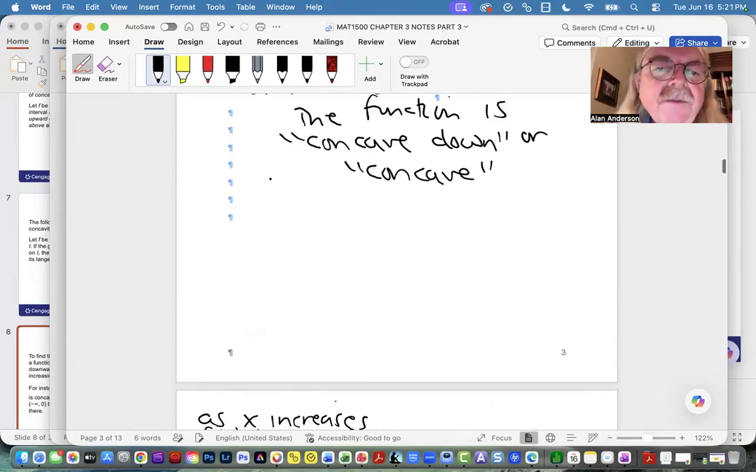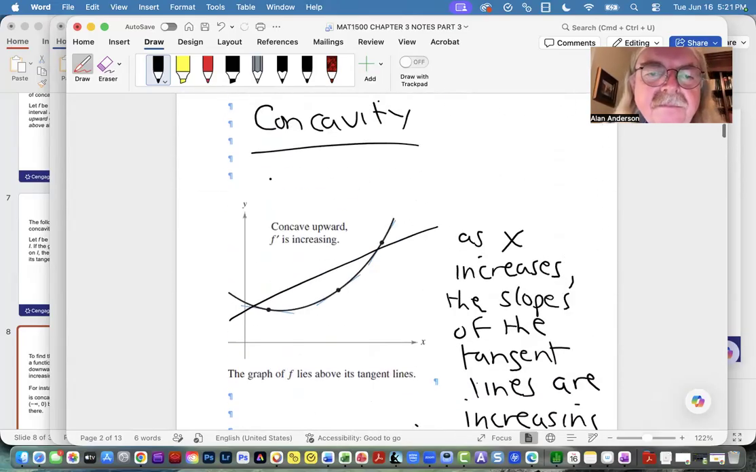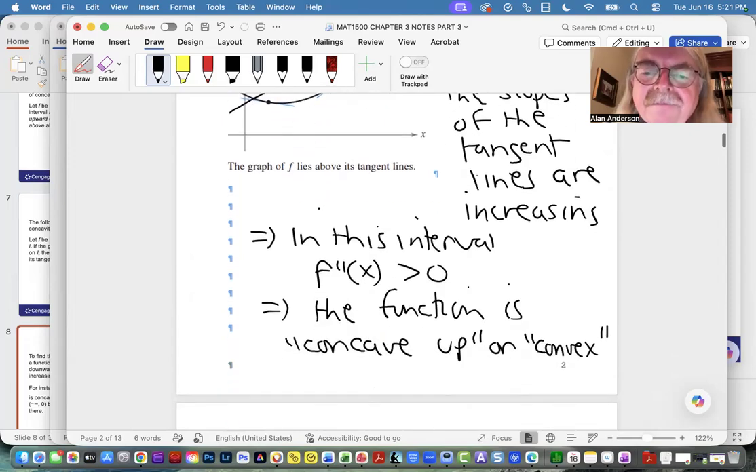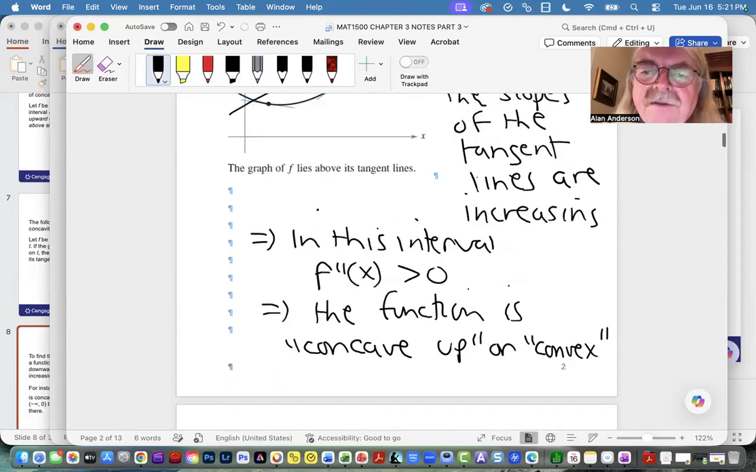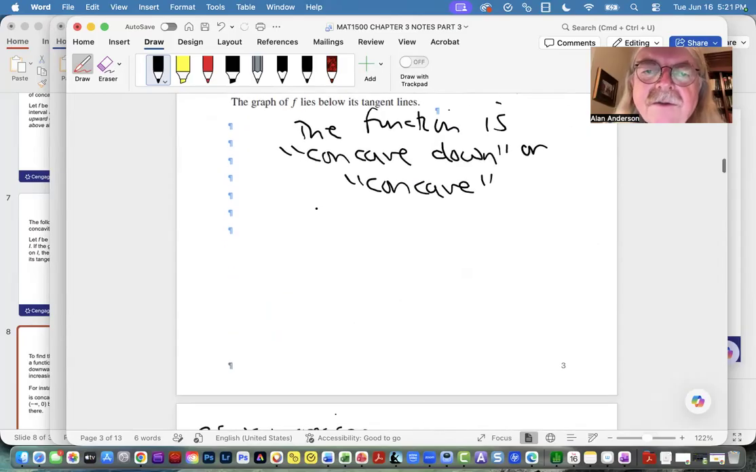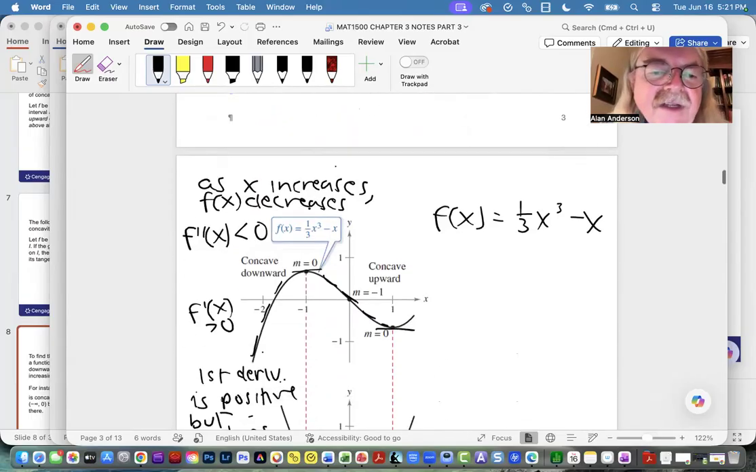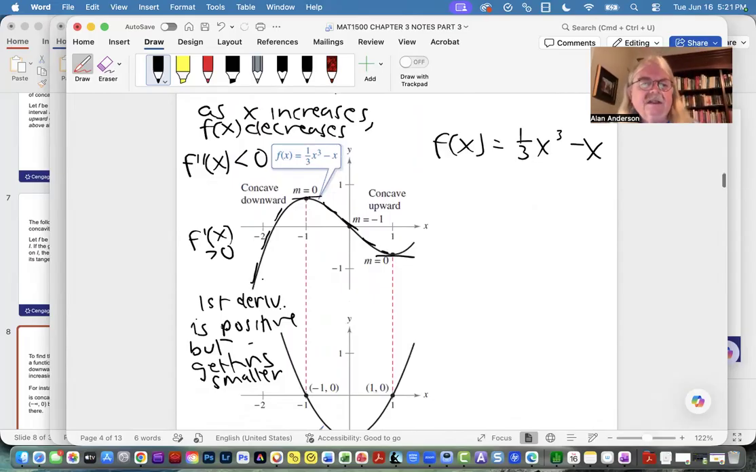So like we set up here, here the slope is increasing. The second derivative is positive. Down here, it was decreasing. And therefore, the second derivative is negative. And that in turn means that over this interval, the function is concave down. And that's what it says here.